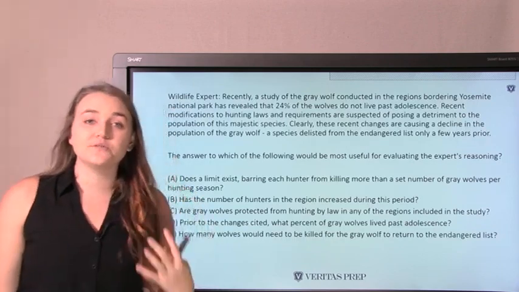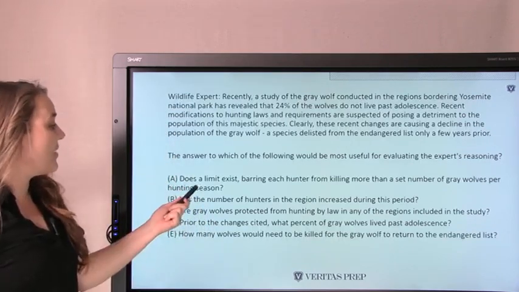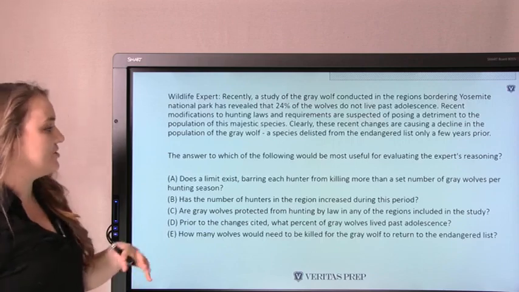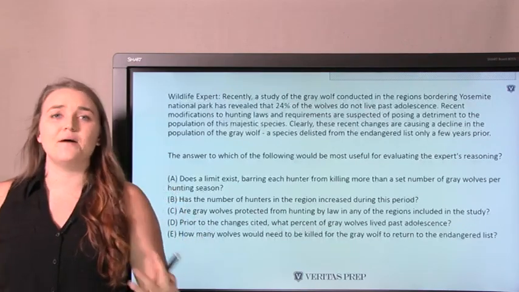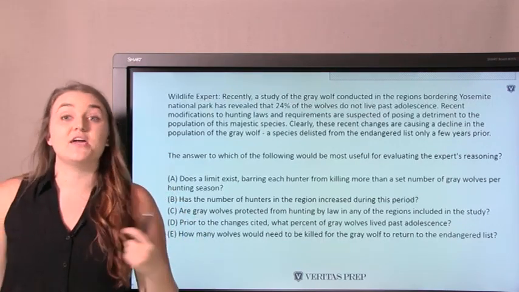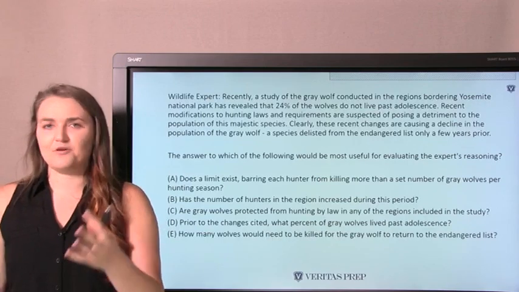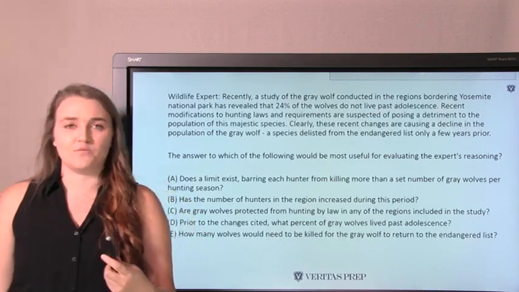So for those of you who chose other answers along the way, whether we have a limit that exists that bars hunters from killing more than a certain set number does not on its own make or break the argument, right? Yeah, there may be many factors for this cited mortality rate.